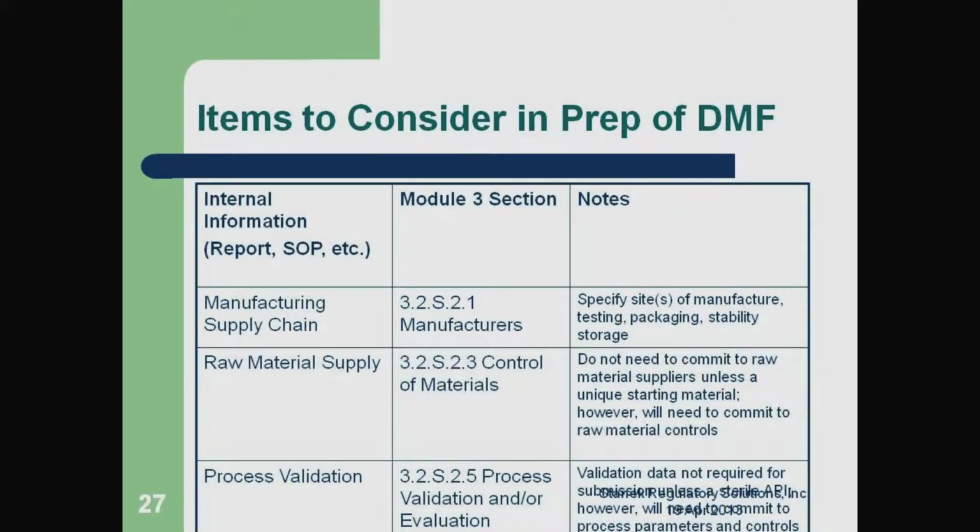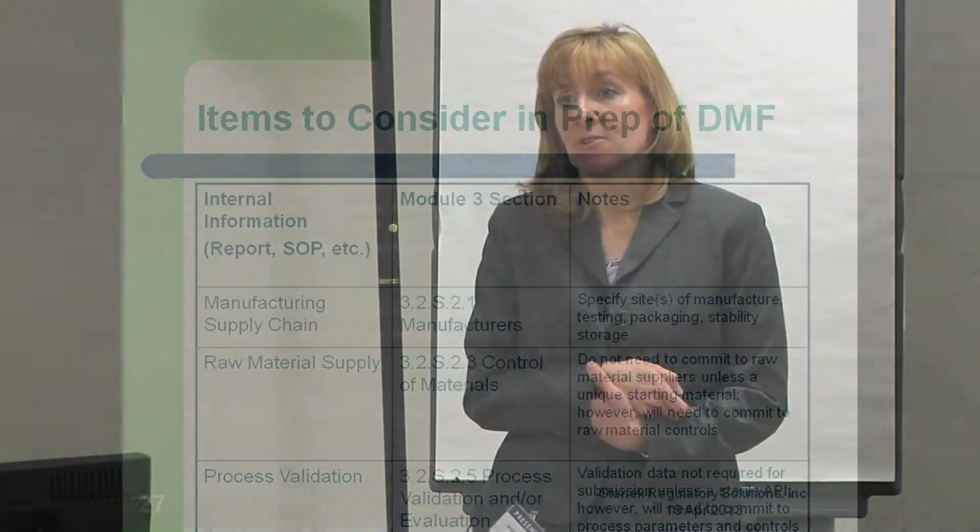Your raw material supply, this is all going to go into your 32S2, and there's a subsection 3, control of materials section. Here I stated we don't need to commit to raw material suppliers unless it's a unique starting material, but you're going to need to commit to the controls. Now on the checklist for this completeness assessment, I did see a checkbox, have they identified the source of the starting material? So I think that that is changing.